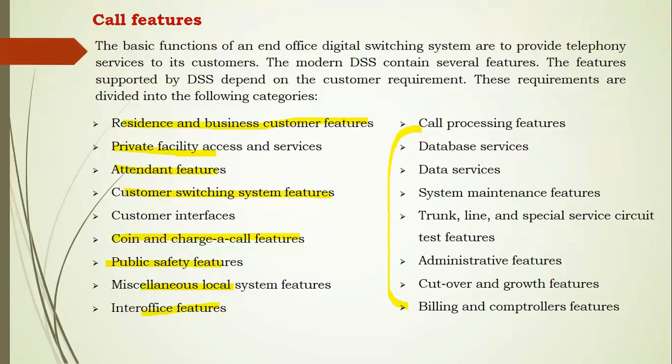Depending on the extra features available for each telephone, these will be provided. For example, to store particular subscribers you have data services and database services, and to maintain that, the maintenance feature. You have peripherals like trunk, line and special service circuit to test that, and then the administrative feature. So everything will be included here. And the last one is the billing purpose, that means billing and controller features also. So these will be listed in the call features.